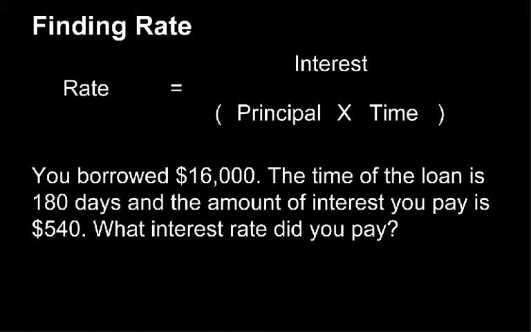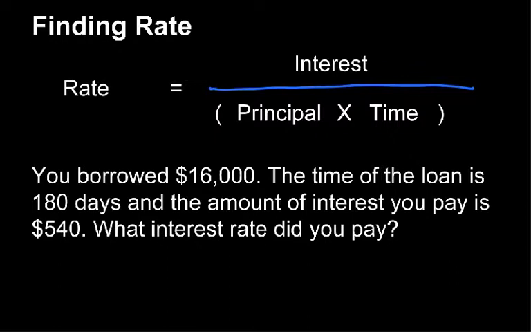Now similar to finding principal, you can find rate. If we manipulate that original equation around to find rate, we get interest divided by the principal times time. Now it says you borrowed $16,000, the time of the loan is 180 days, and the amount of interest you pay is $540. What is the interest rate?